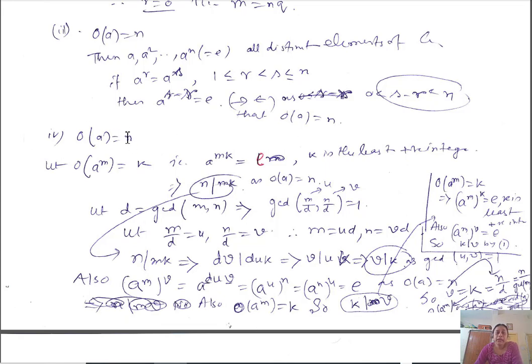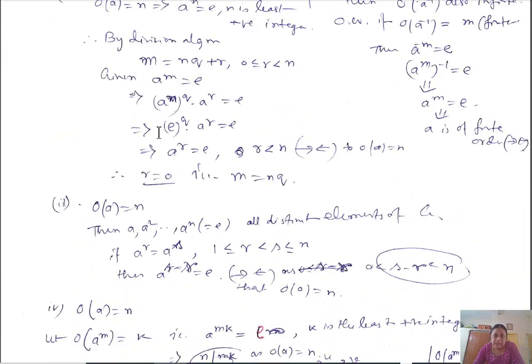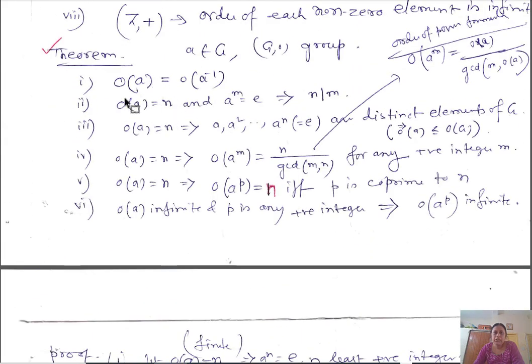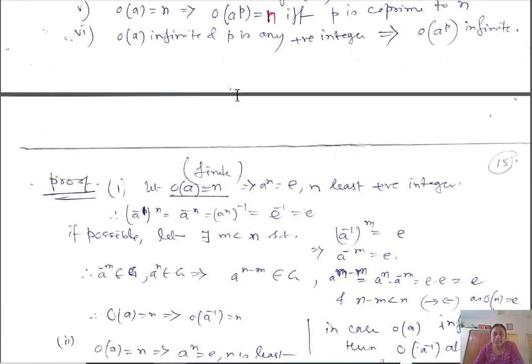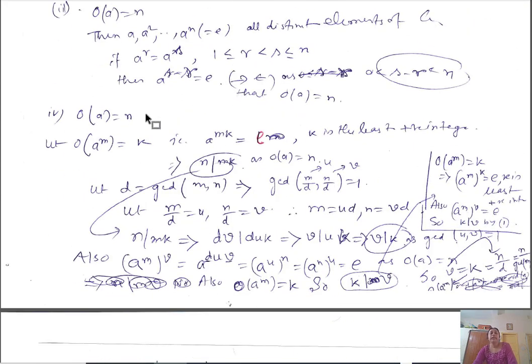Okay. Now since order of A equal to n, and A to the power mk equal to e, that means n must be a factor of mk. Because A to the power n equal to e, and n is the least such positive integer. So by this result, if order of A equal to n and A to the power m is e, then n must divide m. Using that fact, I can say that n must divide mk.